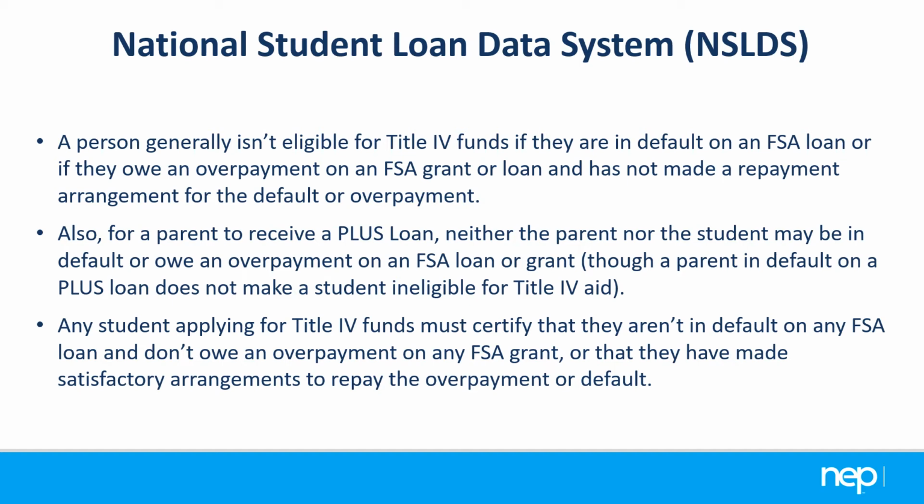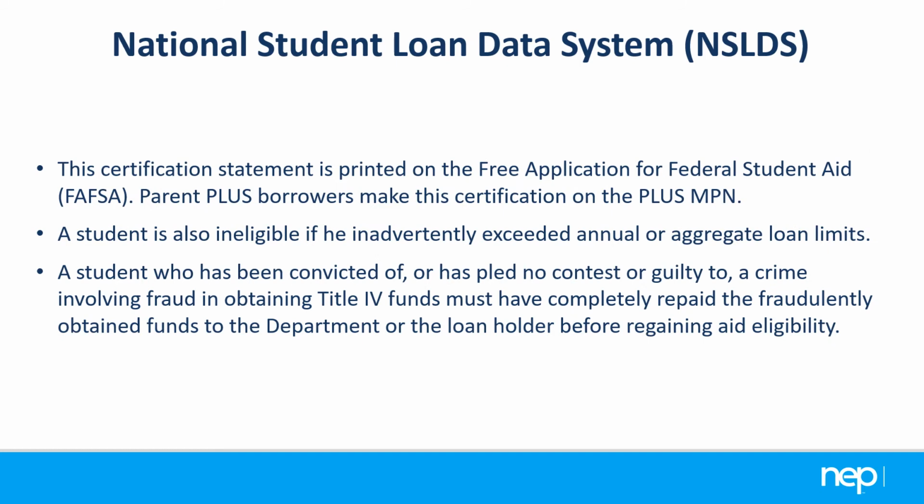Any student applying for Title IV funds must certify that they aren't in default on any FSA loan and don't owe an overpayment on any FSA grant, or that they have made satisfactory arrangements to repay the overpayment or default. This certification statement is printed on the FAFSA. Parent PLUS borrowers make the certification on the PLUS MPN.